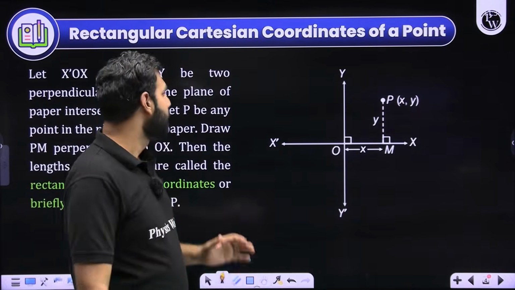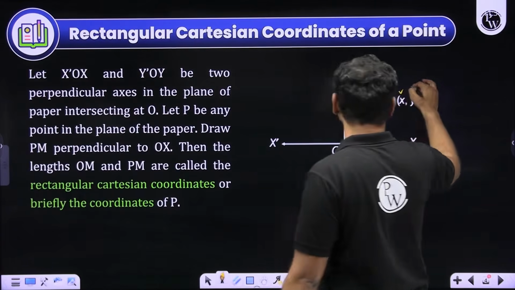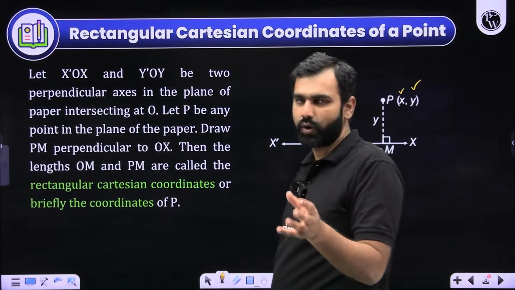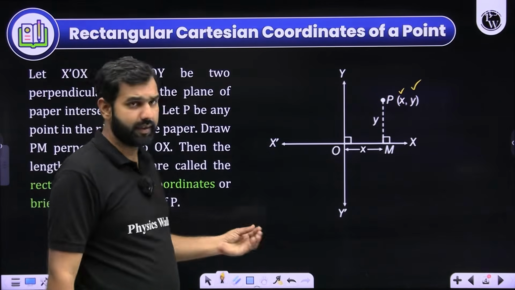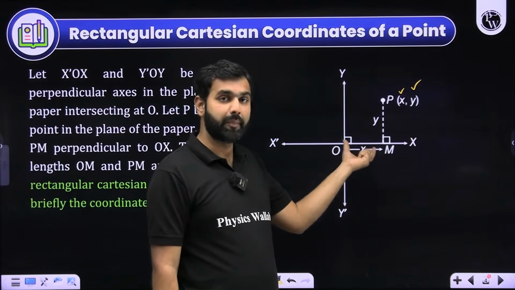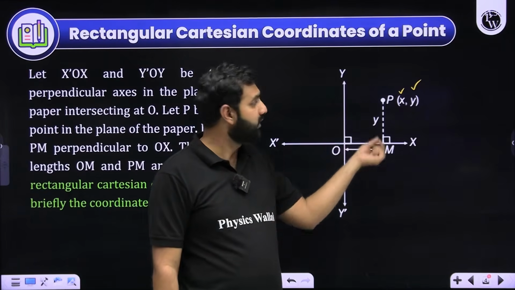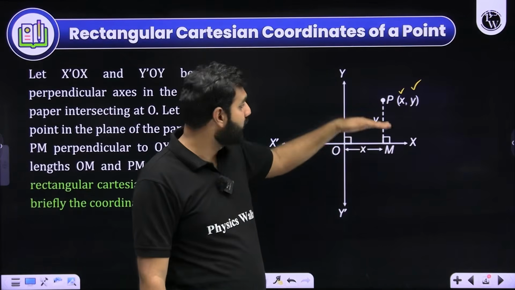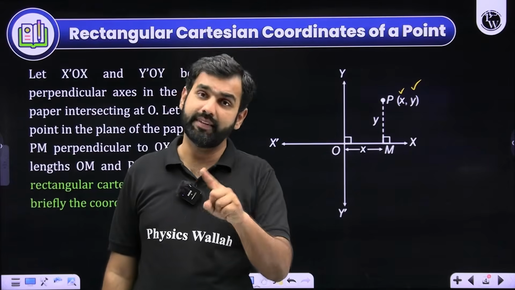Here we have already discussed that there is a point P having (x, y) as its coordinates, ordinate and abscissa of course. What are x and y? If I talk about mod x, it is the perpendicular distance of this point from the y-axis, and mod y is the perpendicular distance of this point from the x-axis. That's exactly how you define the x and y coordinates.